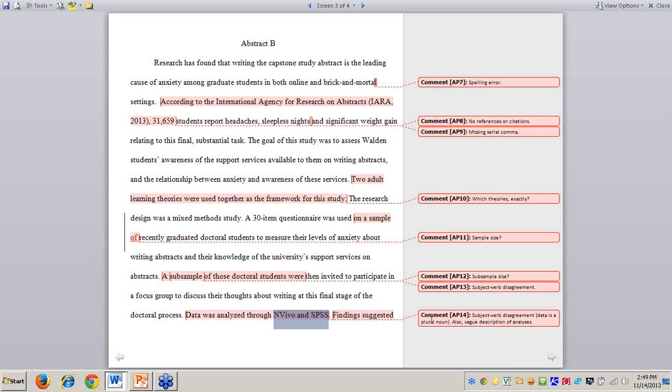I want to know about t-tests or regression for quantitative data or any other inferential or descriptive statistic. For qualitative data, I want to know, were your data, or was your process purely inductive? Did you use a priori codes? Provide me with a little bit more detail beyond the fact that in vivo analyzed these data in your description of your results.